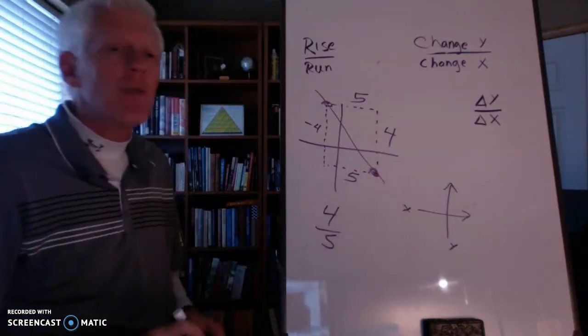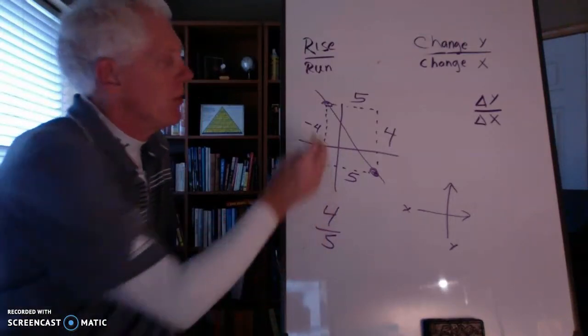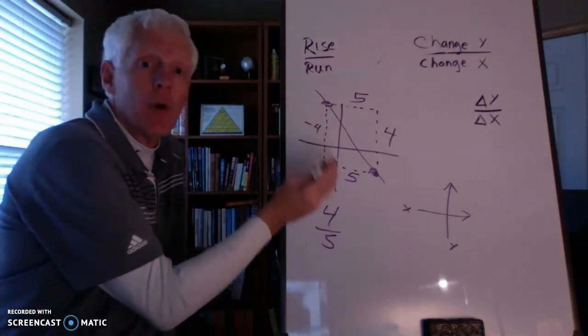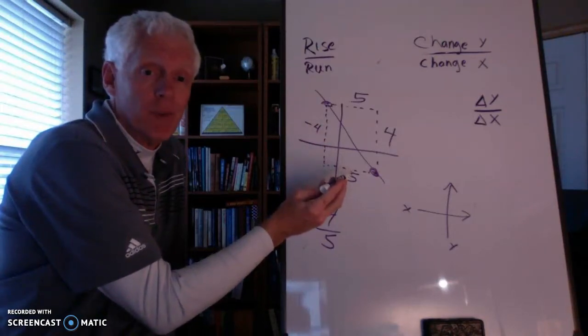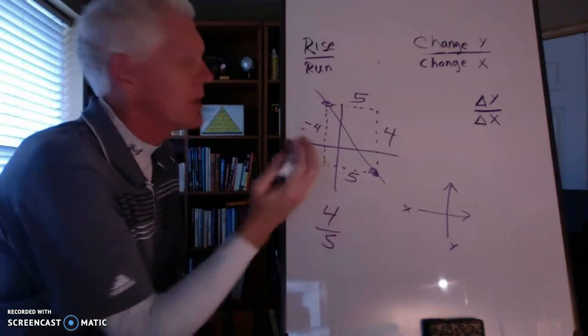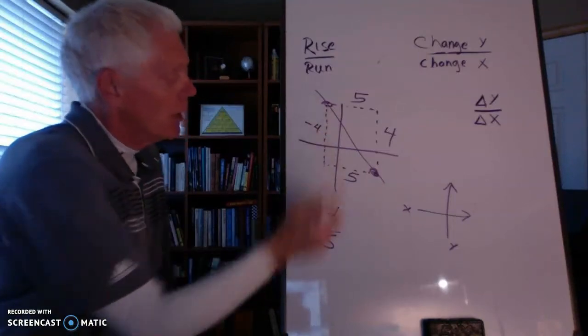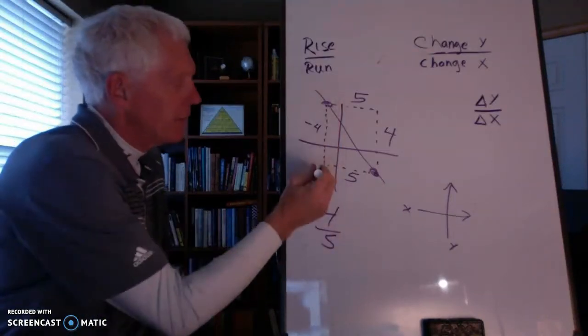Casey told me that if we have kids always write the triangle below the line, it just so happens the rise is always over the run. So you can kind of keep track of it that way. It's still the same thing. It's -4 over 5, also -4/5.